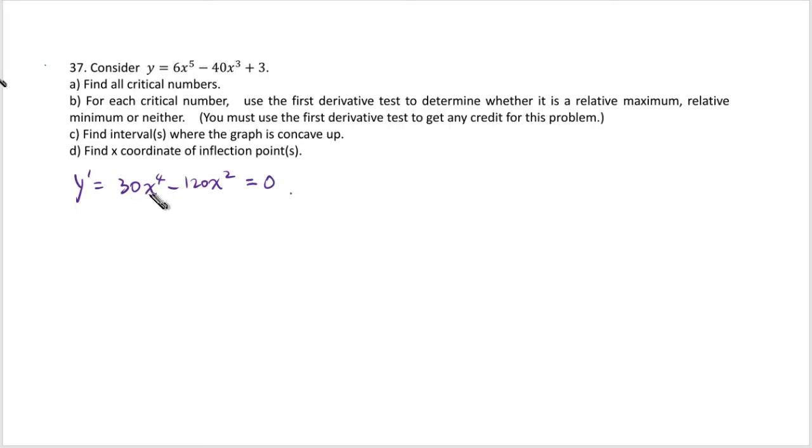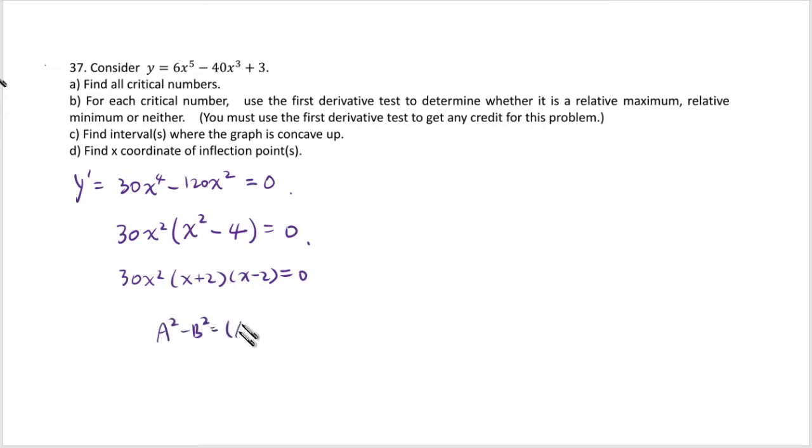Now, I see that all of these are divisible by 30 and also x squared. So if I factor out 30x squared, I get x squared times x squared is x to the 4th power, right? And 30 times 4 gives you 120, so it's 4, just like this. And then afterwards, you have 30x squared, x plus 2, x minus 2. I'm using the difference of two squares to factor this, right? a squared minus b squared is a plus b times a minus b. And I'm thinking of 4 as 2 squared, so it's plus 2 and minus 2.